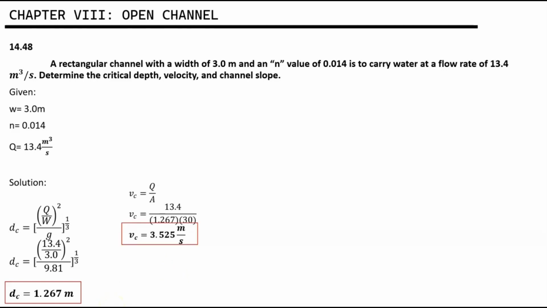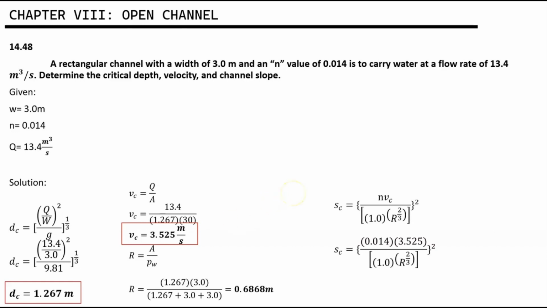And last, we need to find the value for our channel slope. But before that, we are going to find the value for our hydraulic radius, which is equal to area over P sub W. So R is equal to 1.267 times 3.0 over 1.267 plus 3.0 plus 3.0. Simplifying this equation, we have the value of R, which is equal to 0.6868 meters.